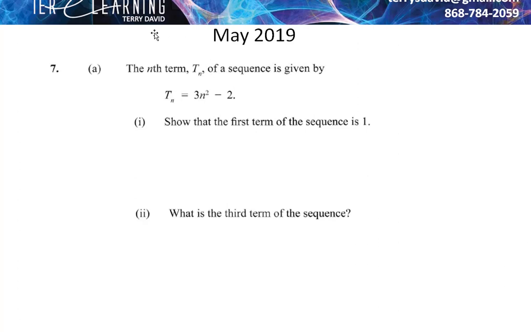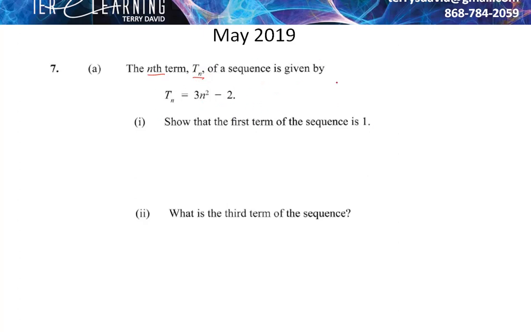So I'm going to be looking at the May 2019 paper question 7. This is one of the questions in the paper that students had problems with, mostly because they were unfamiliar with a question like this. In previous years they gave you some diagrams and you had to figure out what the next pattern in the sequence was. But in this particular one, they told us that the nth term, Tn, of a sequence is given by this. So basically they've given us the formula already.